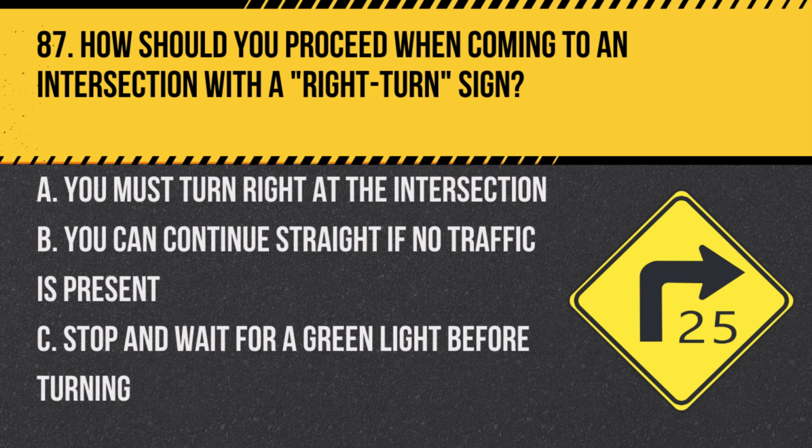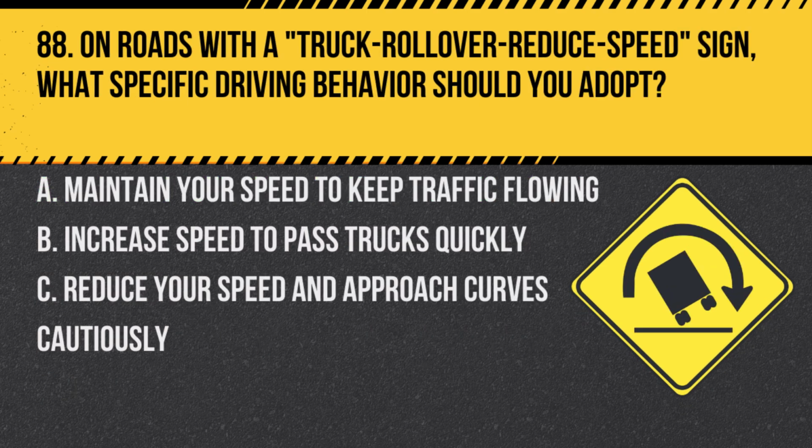A. You must turn right at the intersection. B. You can continue straight if no traffic is present. C. Stop and wait for a green light before turning. Answer: A. You must turn right at the intersection. A right turn sign typically requires a right turn. Question 88. On roads with a truck rollover reduced speed sign, what specific driving behavior should you adopt?